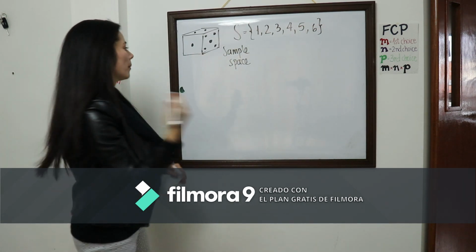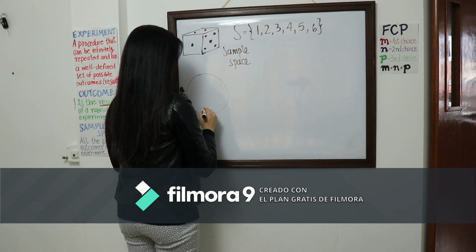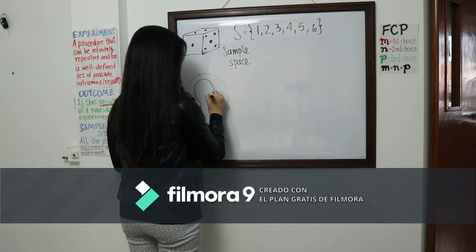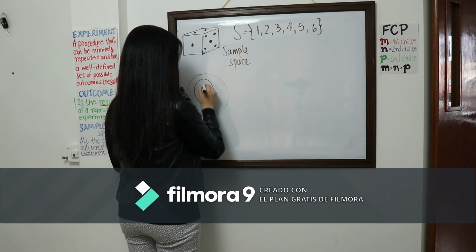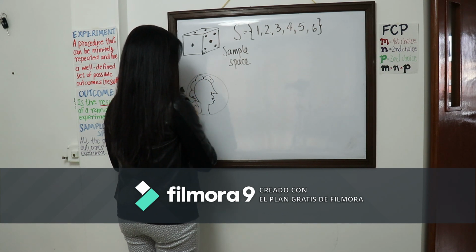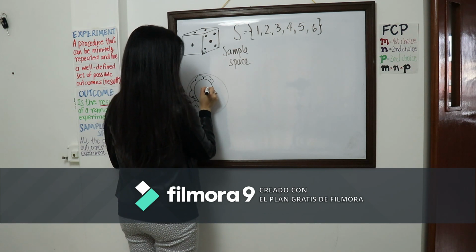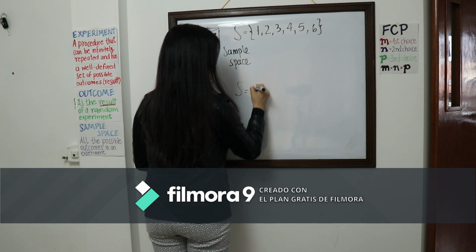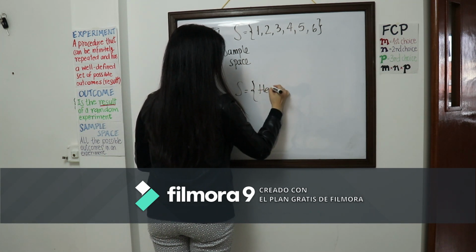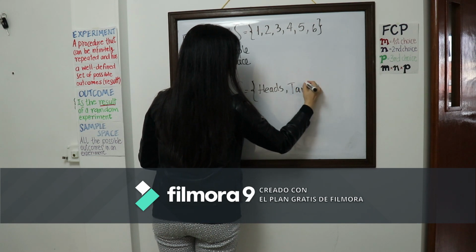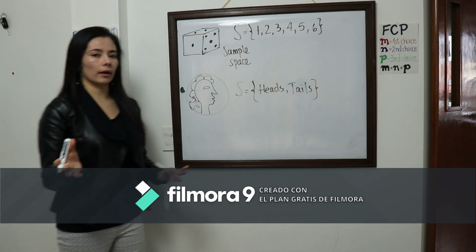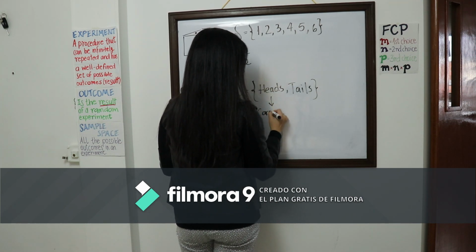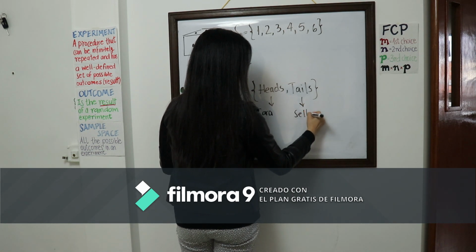Okay? Now think about a coin. If I have a coin, I don't know, sorry, I'm really bad at drawing. Let's just think about that as a coin, all right? What is going to be my sample space? We're going to have heads or tails. We cannot have any other option. Now, heads in Spanish usually is cara, and tails is sello.